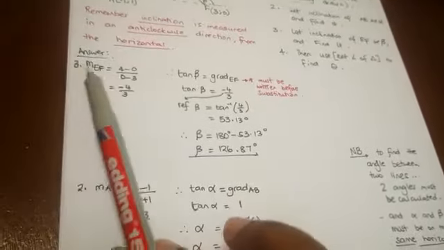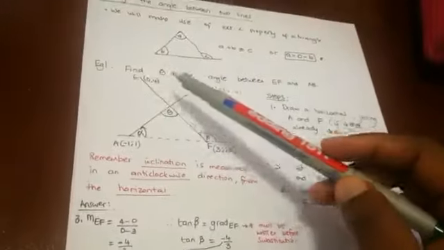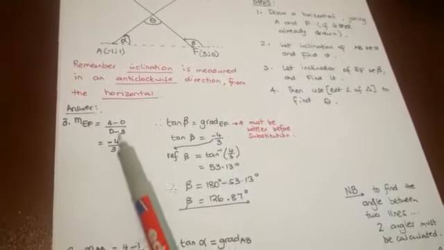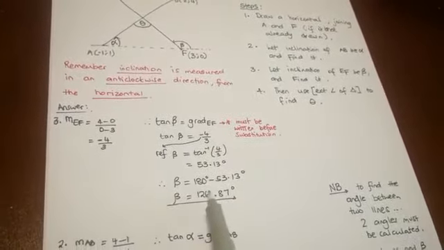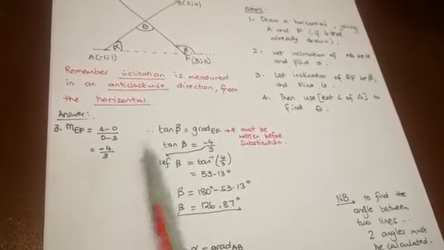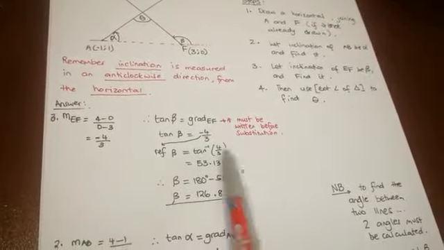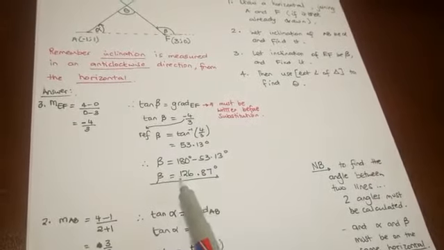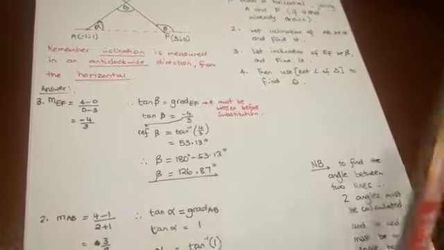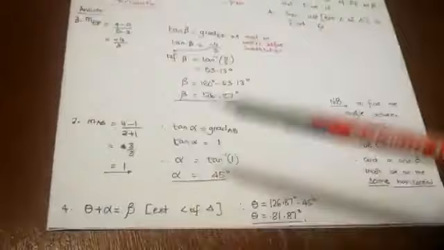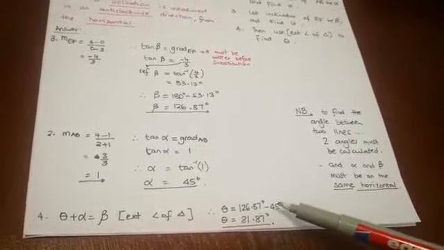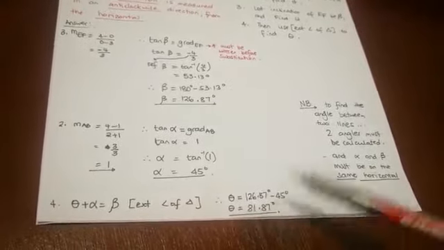All right, then I calculate EF. EF, as you can see, is a decreasing line like that. If it's a decreasing line, I'm expecting that my beta is going to be obtuse. So negative, it tells me that I must find the reference angle. That's what I did, 53.13, and then beta is going to be 126.87. Now, because I have alpha and beta, theta is then going to be 126.87 minus 45, which gives me 81.87.